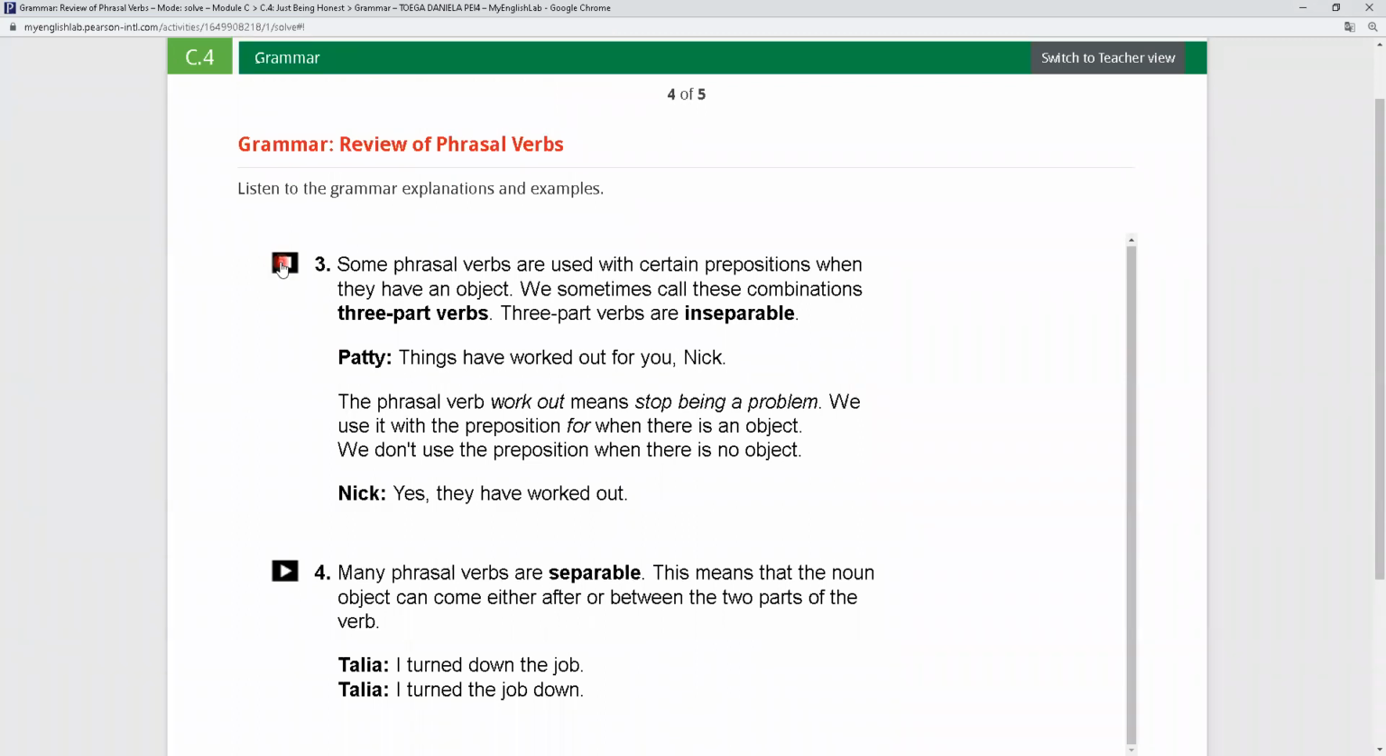Some phrasal verbs are used with certain prepositions when they have an object. We sometimes call these combinations three-part verbs. Three-part verbs are inseparable. Things have worked out for you, Nick.